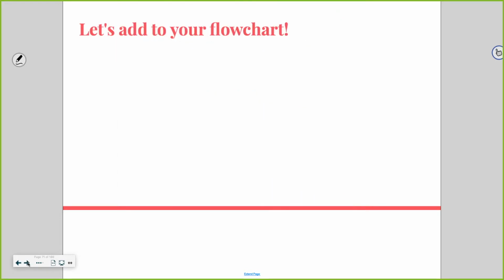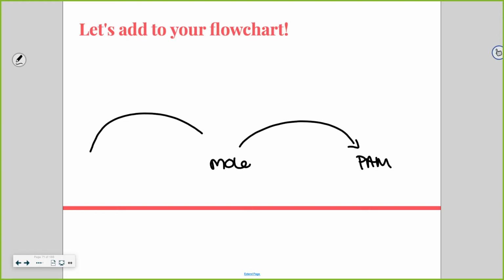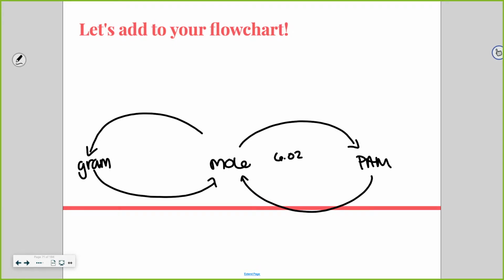Remember I said we're going to update that flow chart. Right now, what's in the middle? Moles. Over here, we have particles, and on the left, we have grams. So here's what we have so far. In the middle, to get to particles, 6.02 E23. And over here we have the molar mass of that substance. But now we've got to add another step along the way.